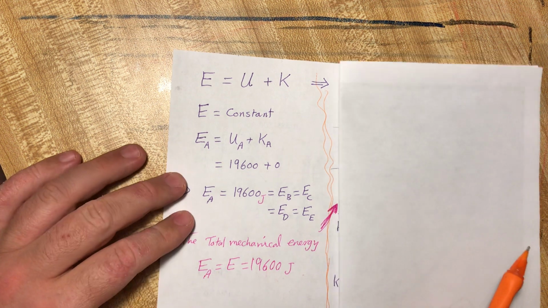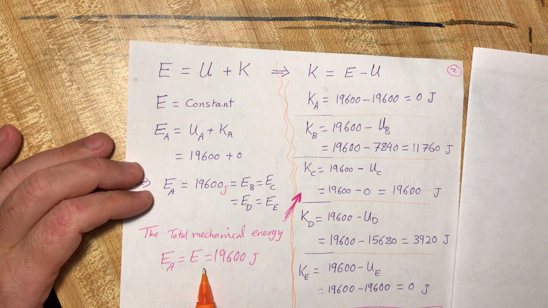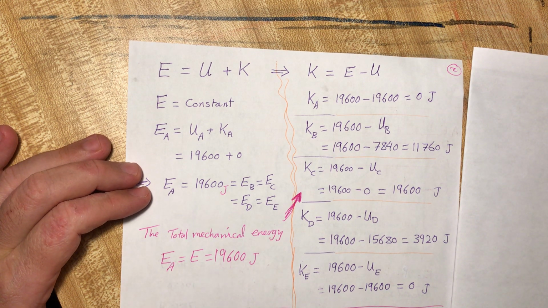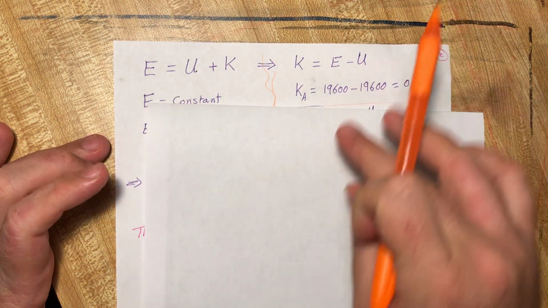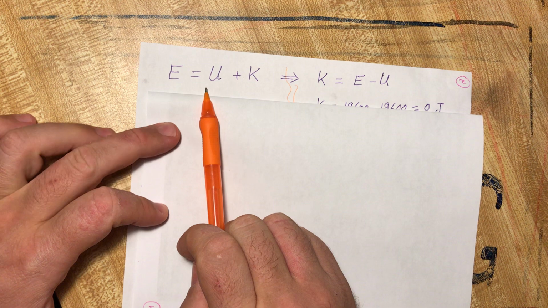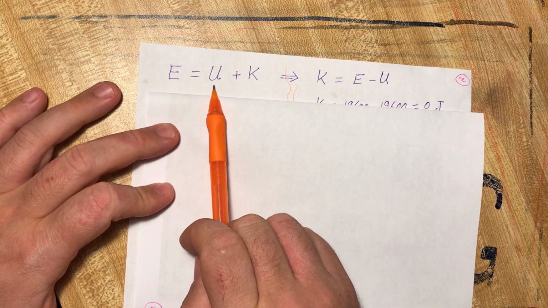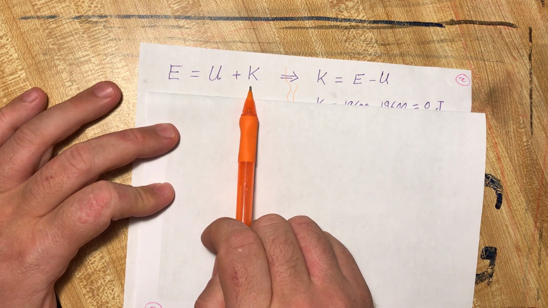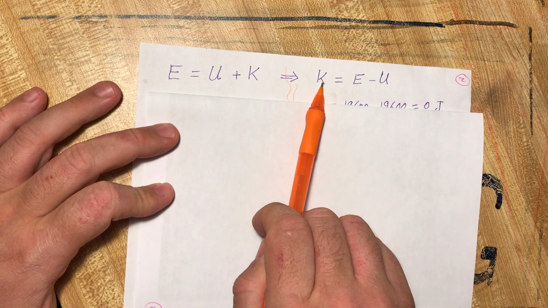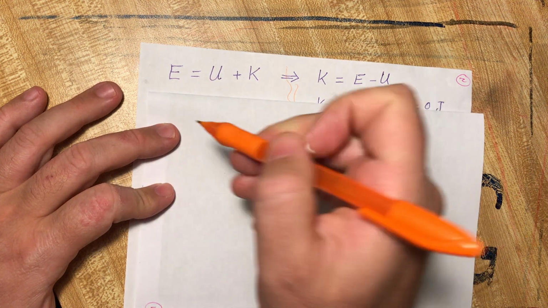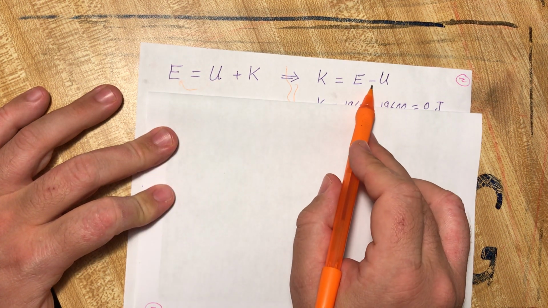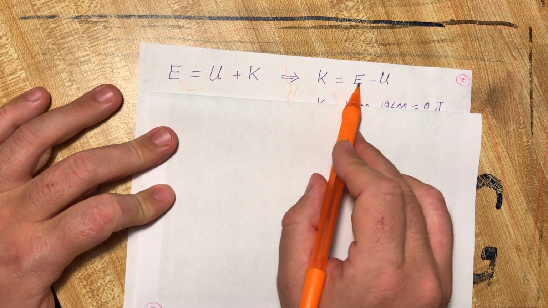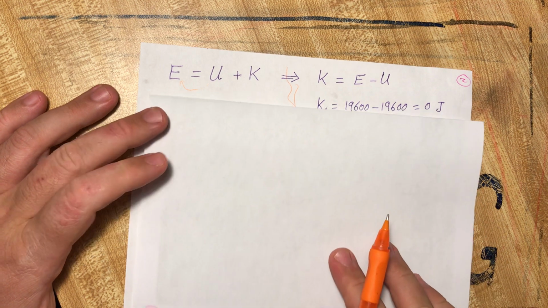Okay, I will use this bit of information to find the kinetic energy from the formula of mechanical energy. Mechanical energy is equal to the potential plus the kinetic. Then the kinetic energy, if I move the potential to this side, it will be a negative sign. So the kinetic energy is equal to the mechanical energy minus the potential energy.